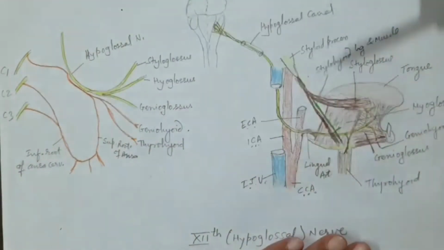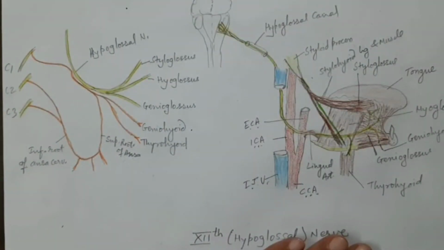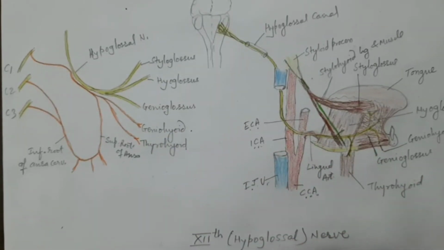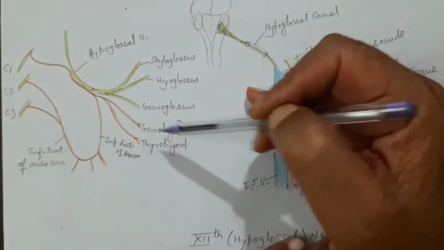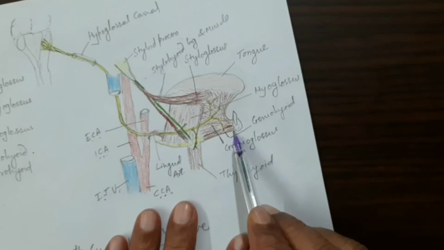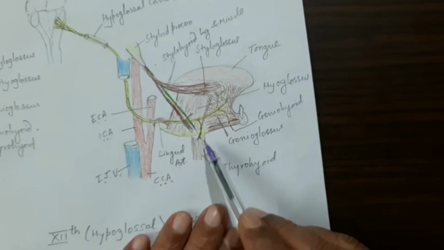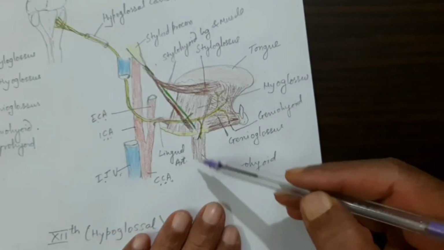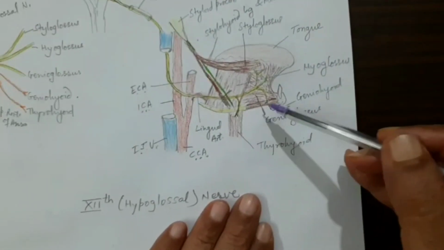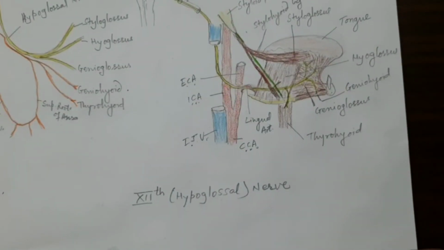So this is a communication, and this communication of C1 will supply two muscles here, that is the geniohyoid and the thyrohyoid. Let us see in the diagram. This muscle from the genial tubercle to the hyoid bone is the geniohyoid muscle, and this muscle from the thyroid cartilage to the hyoid bone is the thyrohyoid muscle. These two muscles are supplied by C1.